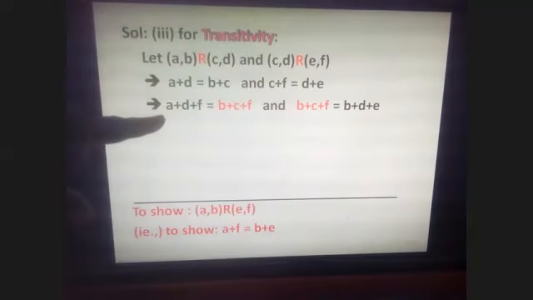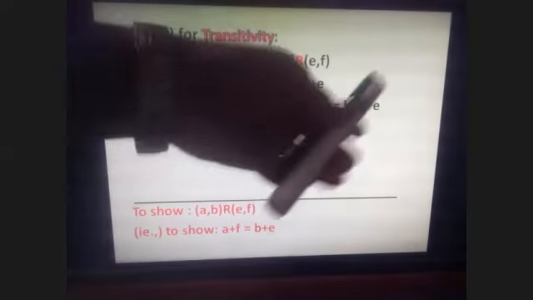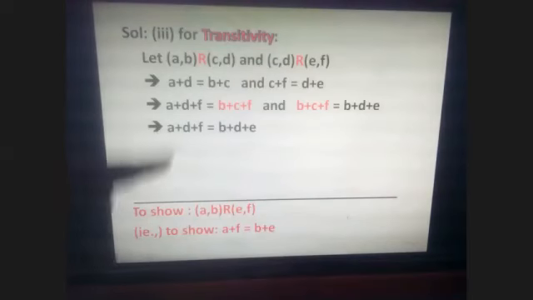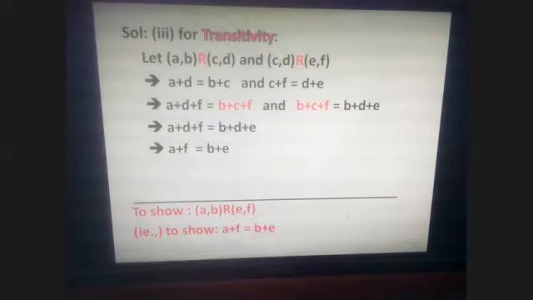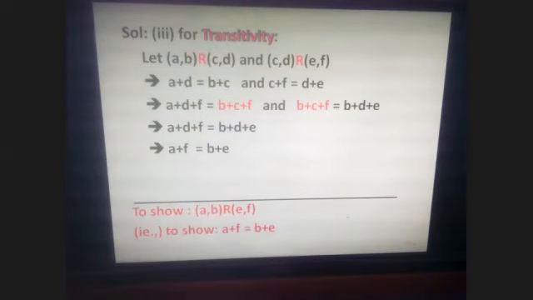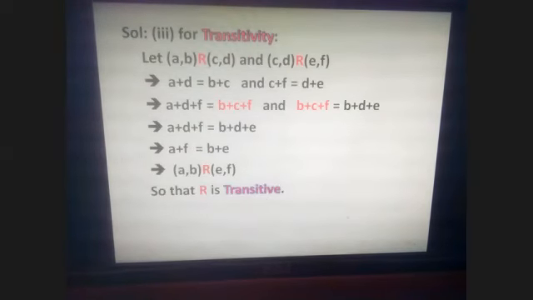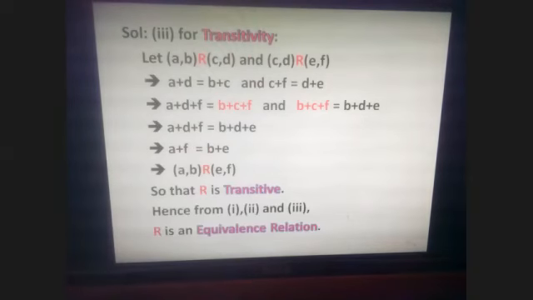And hence A plus D plus F equals B plus D plus E. D cancels, and you are getting A plus F equal to B plus E, as you require. (A, B) is related to (E, F) if A plus F equals B plus E. Simple one, not highly tricky. And hence we have (A, B) related to (E, F), and therefore R is transitive. So this relation is reflexive, symmetric, and transitive. Very clear? Hence it is an equivalence relation.